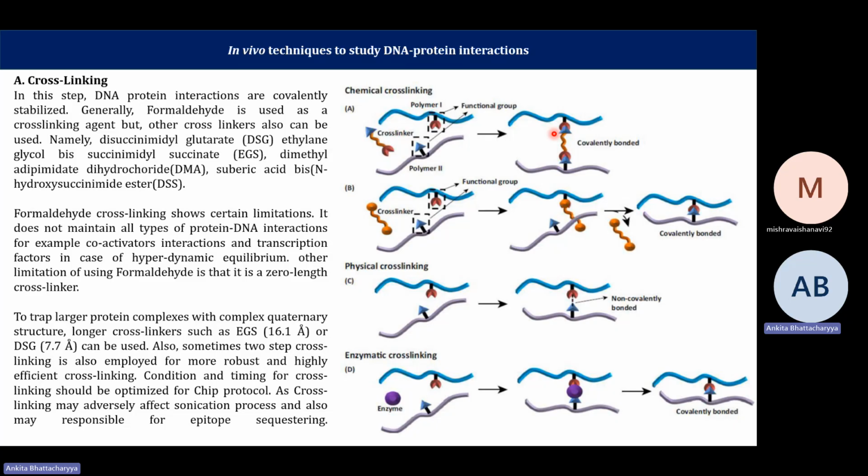Then there can be physical cross-linking also, whereby you do not have any chemical influence, and the nature of that interaction is not very covalent, and it is less stable and, obviously, easier to disrupt. Then you have enzymatic cross-linking, which is also a covalent form of bonding between these two entities. That is another possibility that does exist.